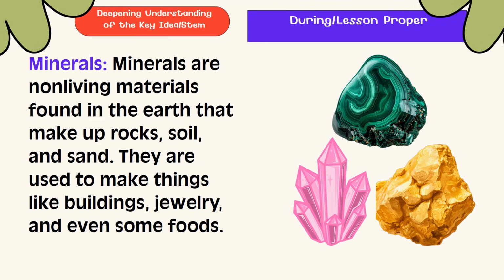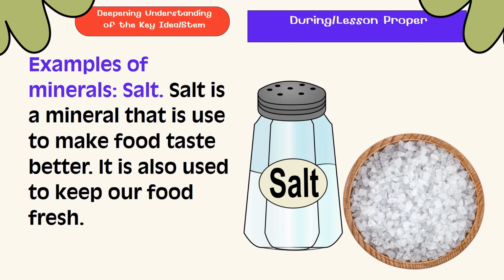Minerals. Minerals are non-living materials found in the earth that make up rocks, soil, and sand. They are used to make things like buildings, jewelry, and even some foods. An example of minerals is salt. Salt is a mineral that is used to make food taste better. It is also used to keep our food fresh.